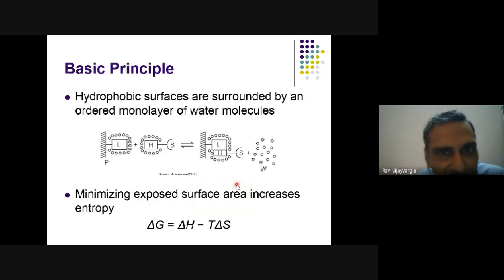So how does it work? Normally, whenever you have hydrophobic surfaces, they are surrounded by an ordered monolayer of water molecules. For example, this is a hydrophobic surface, so the water molecules will maintain an ordered layer around them. This is the second hydrophobic surface. Again, water molecules will form an ordered layer around them. But if you bring these two surfaces close to each other, what will happen?